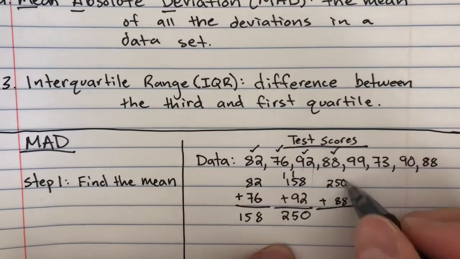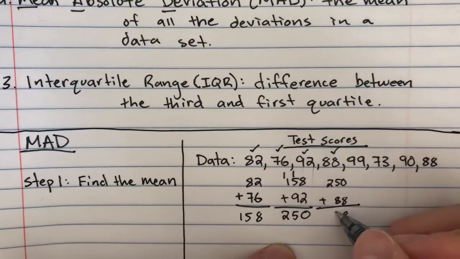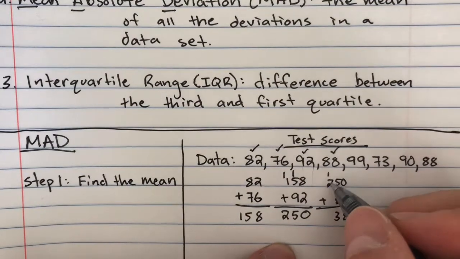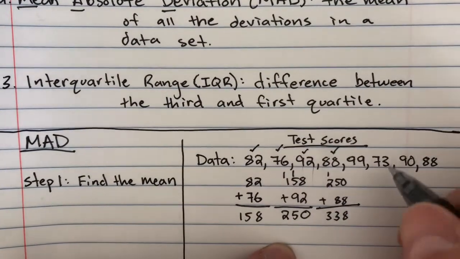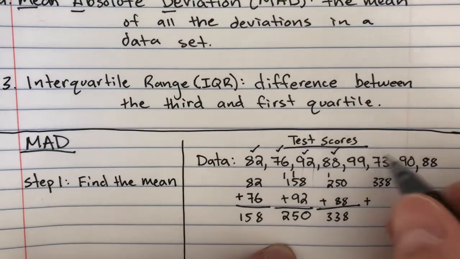Check mark there. 0 plus 8 is 8. 8 plus 5 is 13. 2 plus 1 is 3. And now I've got 338. And I'm going to add 99 to it.